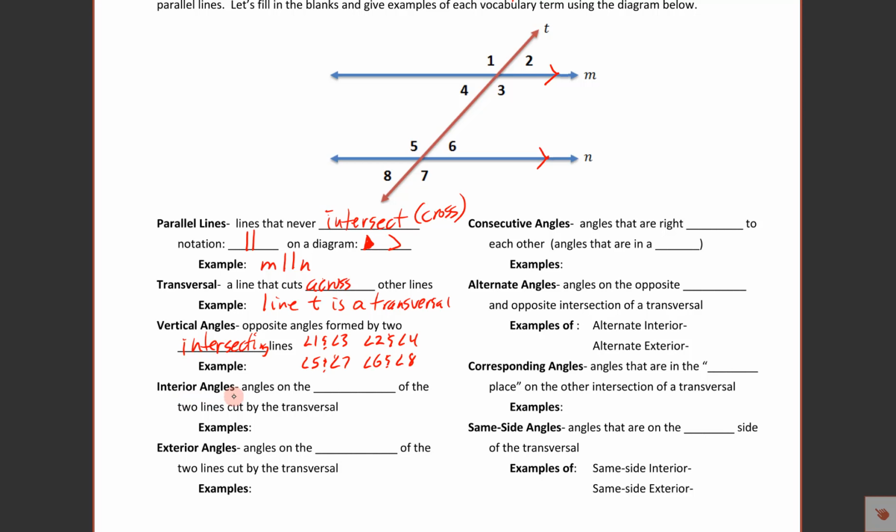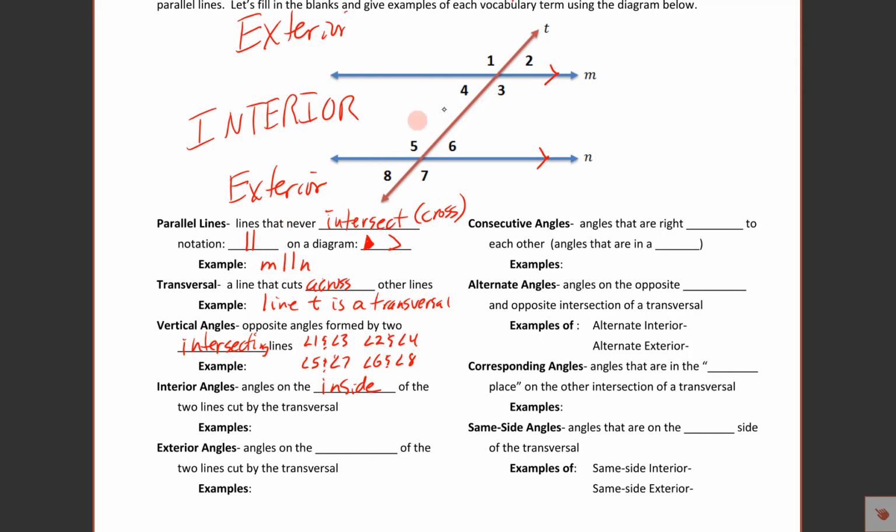Okay, interior angles, angles on the inside. Remember interior means inside. So inside of the two lines cut by the transversal. So we're looking for angles that are on the inside of the two lines. So these are the angles that are on the inside. So I'm going to write interior, and this is the exterior out here, and this is another exterior out here. So the interior is inside here and the exterior is outside.